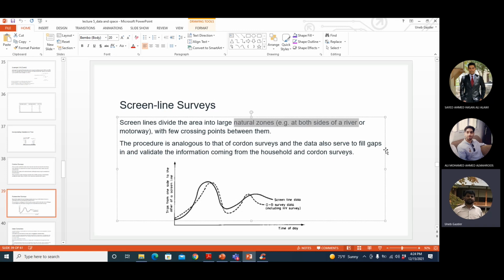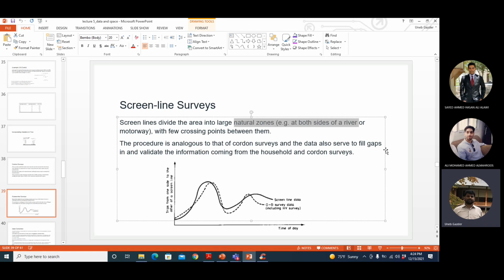So if you have a river, you cannot cross from any point of the river. Okay, I'm talking about vehicles. Obviously if you know swimming, you can cross from any point, but on your vehicle you will cross from a limited number of points. So a screen line is preferred to be an object which is naturally dividing the area into two zones.